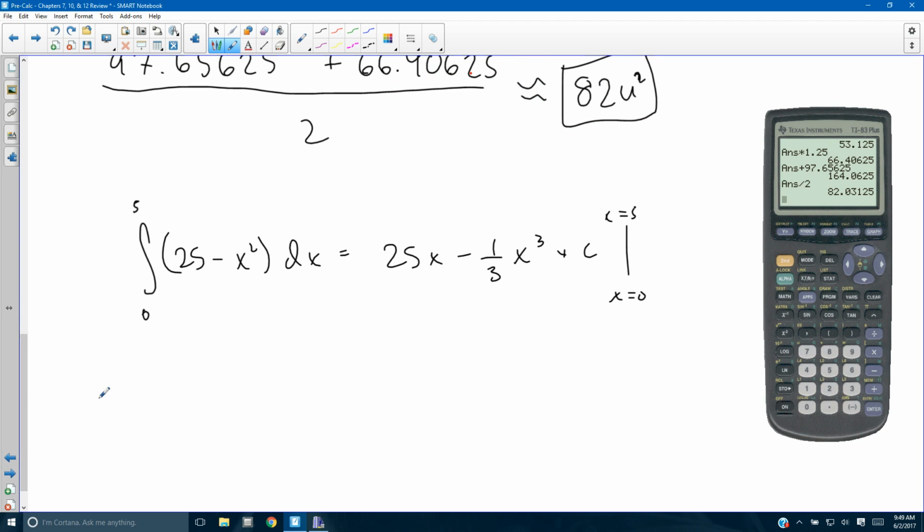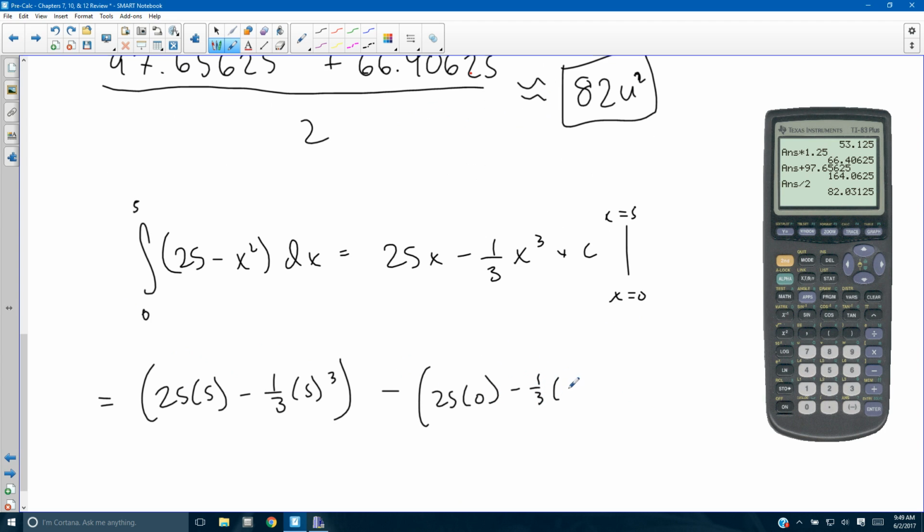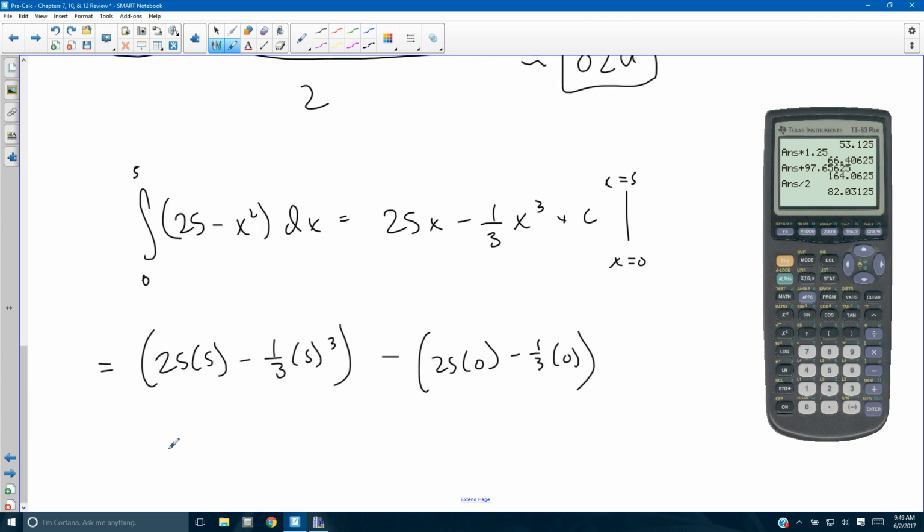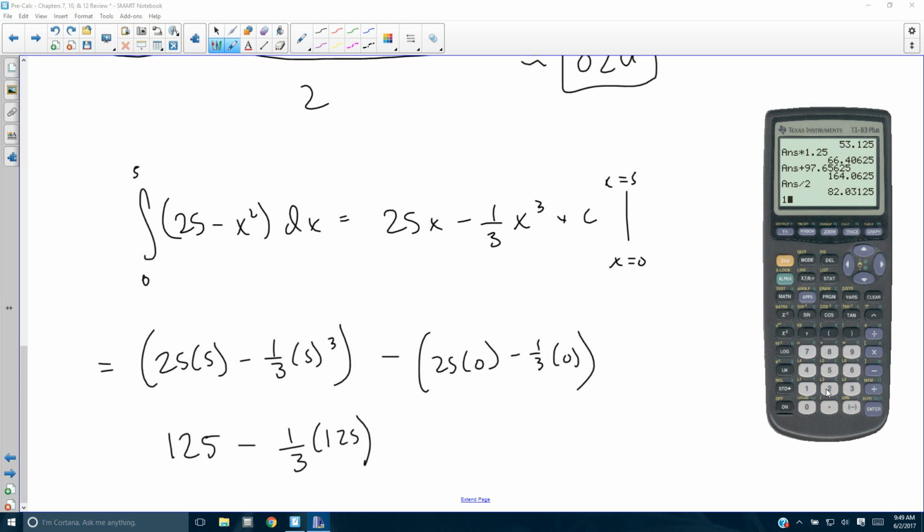Okay, so we'll get 25 times 5 minus 1/3 times 5 cubed, minus 25 times 0 minus 1/3 times 0. So 25 times 5 is 125. Then minus 1/3 of 5 cubed, that's minus 1/3 of 125. 1/3 of 125, I don't even know, 40 something, divided by 3, it's going to be 41 point whatever. Let's do 125 minus that number, and that's going to be a little more than our 82 answer.